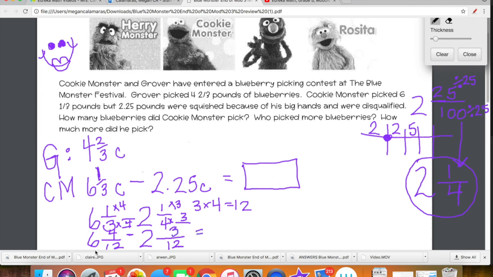And now we can just subtract. Subtract your whole numbers first. 6 minus 2 is 4. 4 twelfths minus 3 twelfths is 1/12. So, Cookie Monster ended up with 4 1/12 cups of blueberries.